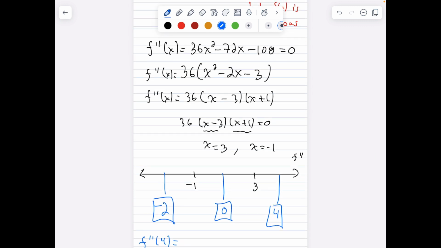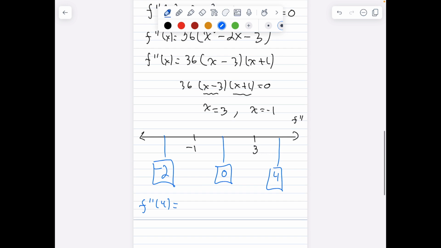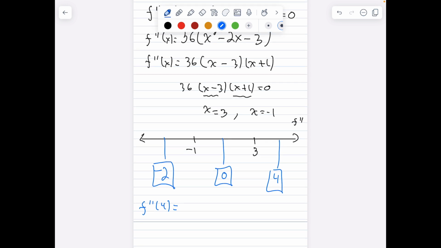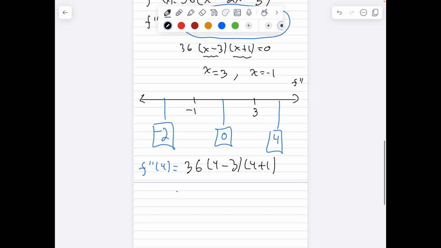You could certainly plug it into the original second derivative. However, you could also plug it into the version that I just circled: 36 times quantity x minus 3 times quantity x plus 1. I'm going to put 4 in there to be more specific. And why am I doing that? Well, you have 36. 4 minus 3 is 1. It's positive. 4 plus 1 is positive.